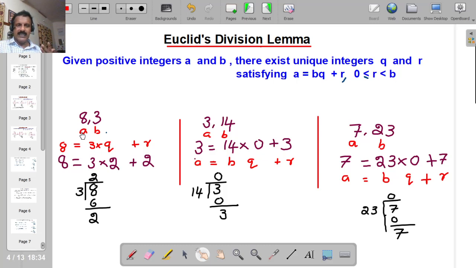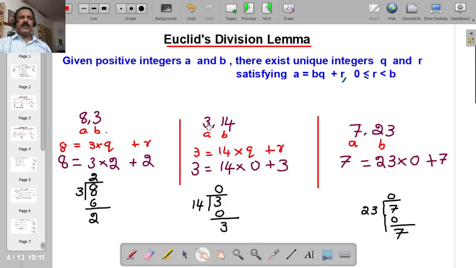So a is a given value which is fixed, b is also a given value which is fixed, and we have found that q is also fixed. So in this equality, 8 is a fixed number, 3 is a fixed number, q is a fixed number. So r is also a fixed number. So there exists only a unique value for q and r satisfying this equality. I think you have understood this.